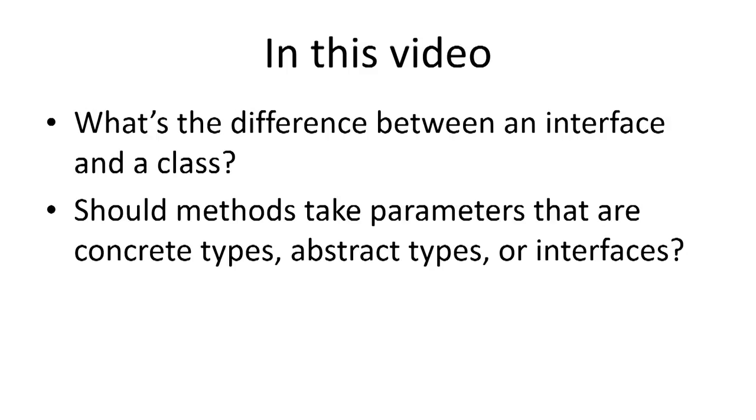In this video, I'm going to talk about what interfaces are and what's the difference between an interface and a class. I'm going to talk about the question of should a method that takes a formal parameter, should that formal parameter type be a concrete type? Should it be an abstract type? Should it be an interface type? What should it be?